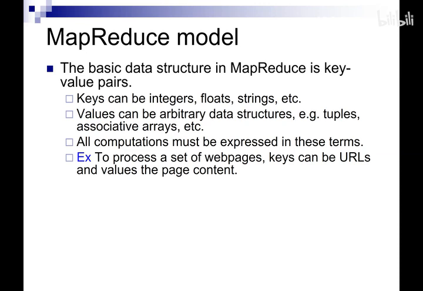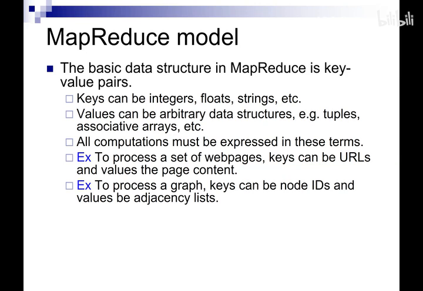As an example of this, suppose we're trying to process a set of web pages. We need to somehow represent these web pages as key-value pairs. One way to do that is that the keys can be the URLs of the web pages, which is like an identifier for the web page. And then the value can simply be the content of the web page.